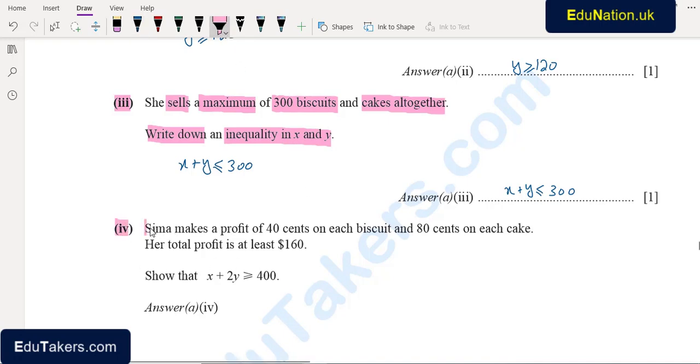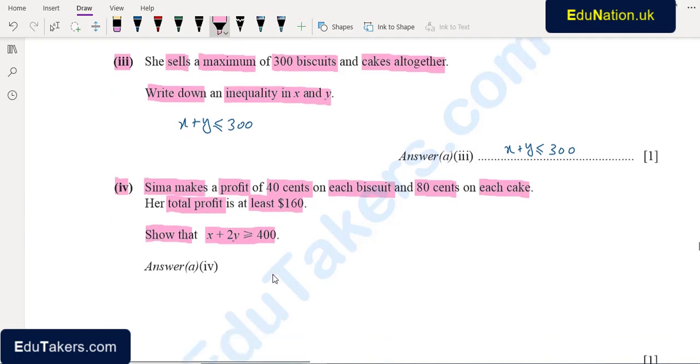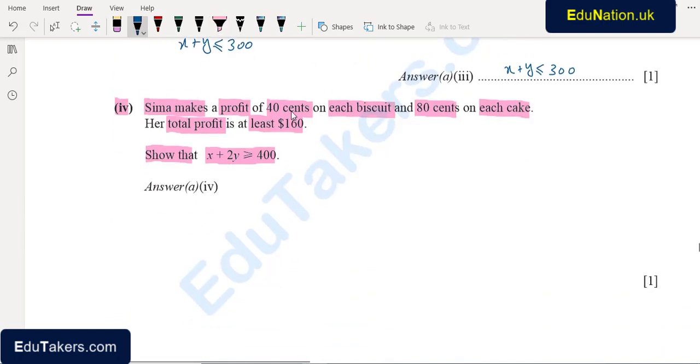Part 4. Seema makes a profit of 40 cents on each biscuit and 80 cents on each cake. Her total profit is at least $160. Show that X plus 2Y is greater than or equal to 400. 40 cents on each biscuit, 40x, and 80 cents on each cake, plus 80y. Her total profit is at least $160.